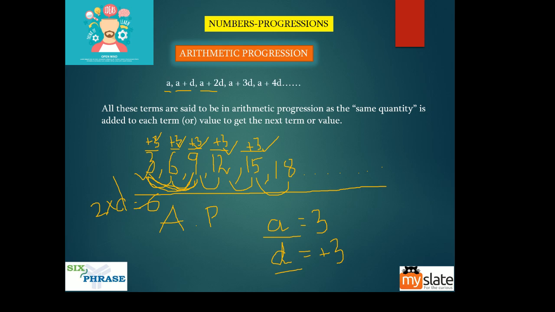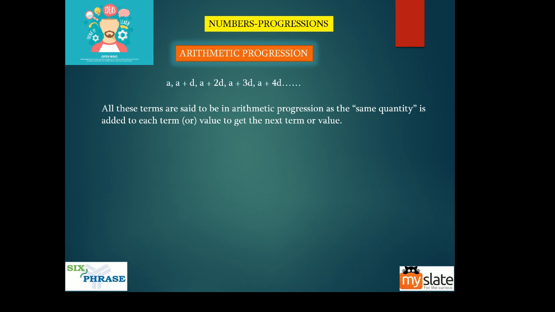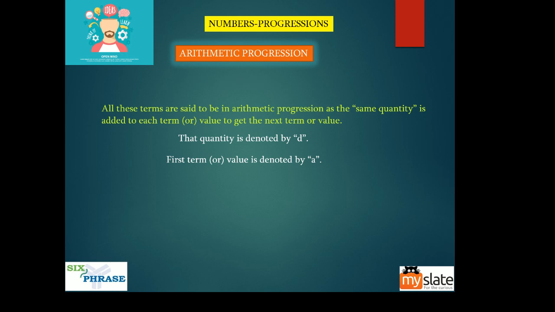This is arithmetic progression, guys. All these terms are said to be in arithmetic progression as the same quantity is added to each term or value to get the next term or value. That quantity is what we call D, the thing that you add, the thing that doesn't change. The first term or value is denoted by A. I told you that, right?